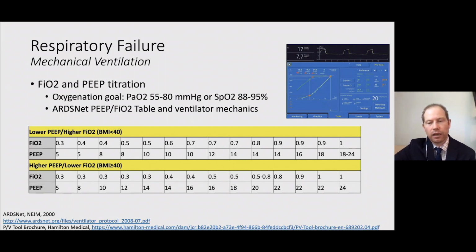Again, in the interest of time, we won't go through this, but a variety of mechanics can be used. The example that you see at the top right is from a Hamilton ventilator, where there is a tool called the PV tool, which looks at the relationship between pressure and volume. This is something that pulmonologists, anesthesiologists, other ICU providers, surgeons, and respiratory therapists have been using pretty successfully in COVID-19 to manage patients' respiratory failure.